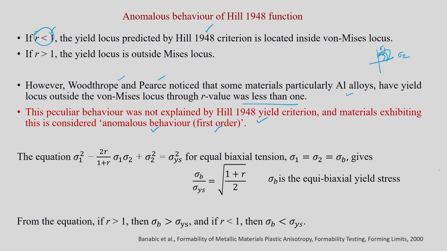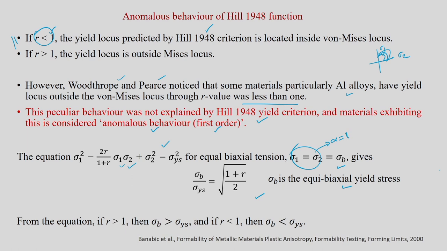But there is some anomaly with respect to that material. Why? Because it is not following one of the requirements, that if R is less than 1, which is what is seen in many aluminum alloys, your yield locus is going to be outside the von Mises equation. This peculiar behavior was not explained by Hill 1948, so we are going to call that anomalous behavior of first order. This can also be defined in this way. In this equation which we derived just now for normal anisotropy, if you put equiaxial tension, sigma 1 equal to sigma 2 equal to sigma b, where sigma b is the equiaxial yield stress, you are pulling the material in two directions equally, like alpha is equal to 1. This will give you alpha is equal to 1, let us say.